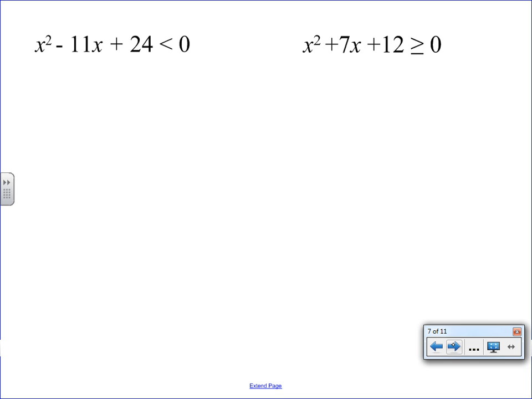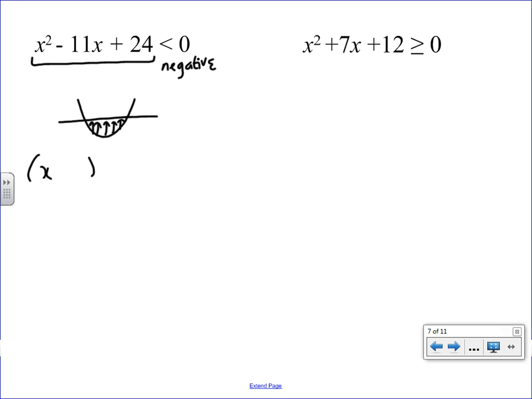So this one says the graph is negative. I can tell straight away that that's going to be all this stuff, but I don't know what the roots of the quadratic are. Can I factorise? I think I can. It's going to be 7 and something because it's odd. 8 and 3? 8 and 3. So the quadratic has roots at 3 and 8.